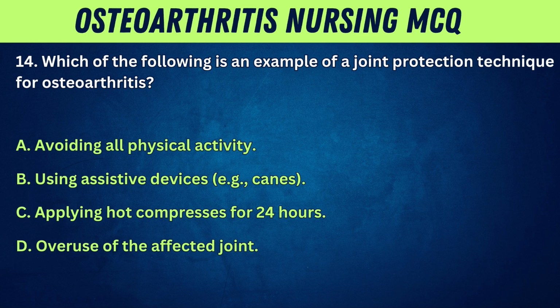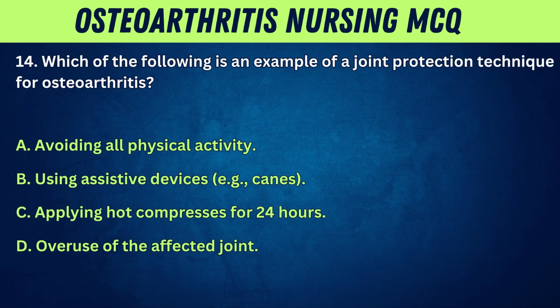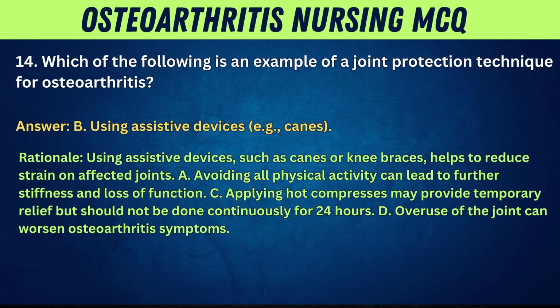14. Which of the following is an example of a joint protection technique for osteoarthritis? A. Avoiding all physical activity. B. Using assistive devices, e.g., canes. C. Applying hot compresses for 24 hours. D. Overuse of the affected joint. Answer: B. Using assistive devices, e.g., canes. Rationale: using assistive devices, such as canes or knee braces, helps to reduce strain on affected joints.